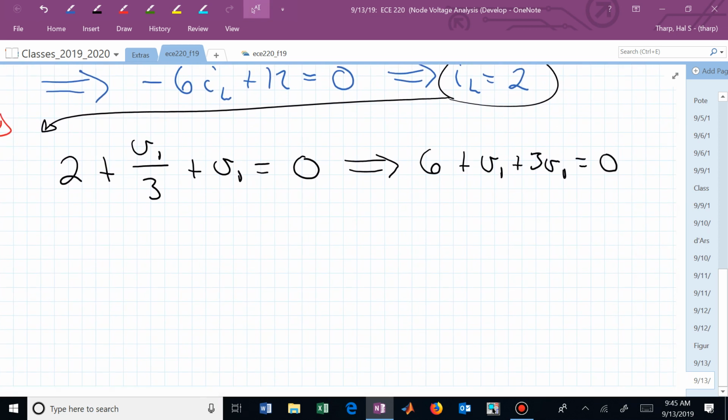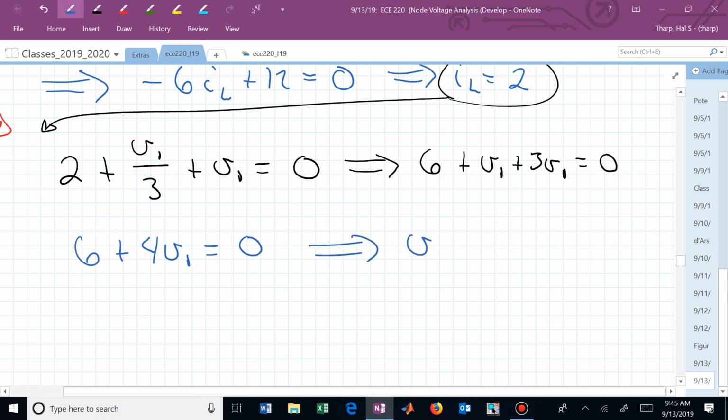We now have this. 6 plus 4V1 equals 0, and V1 is now minus 1.5 volts. That's V1.